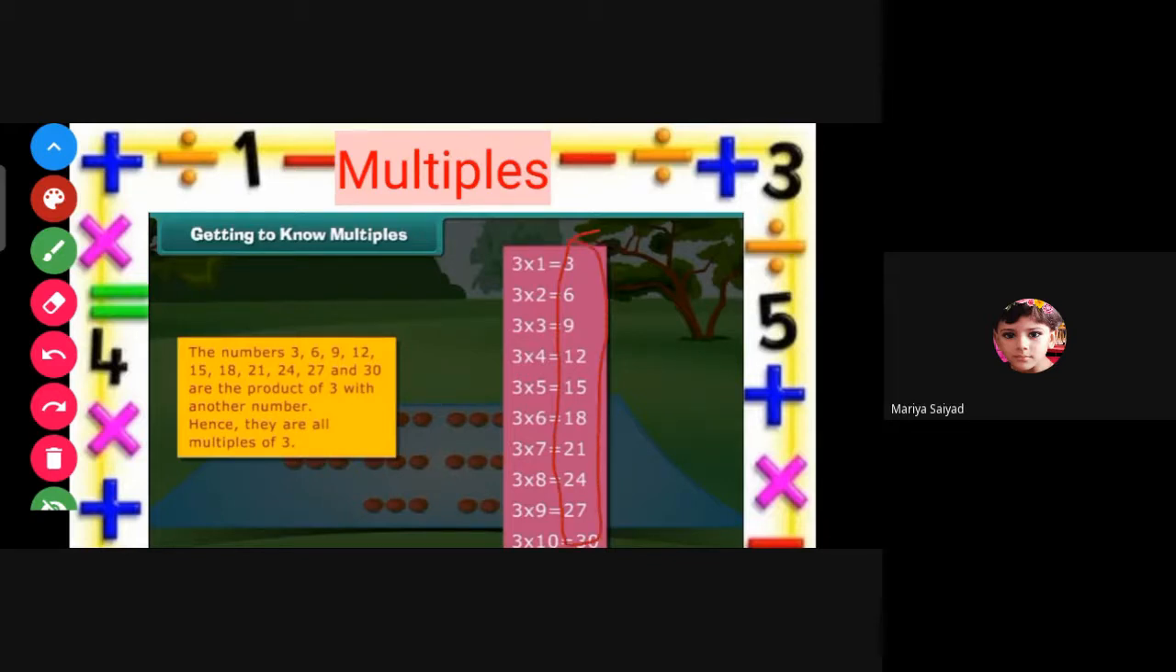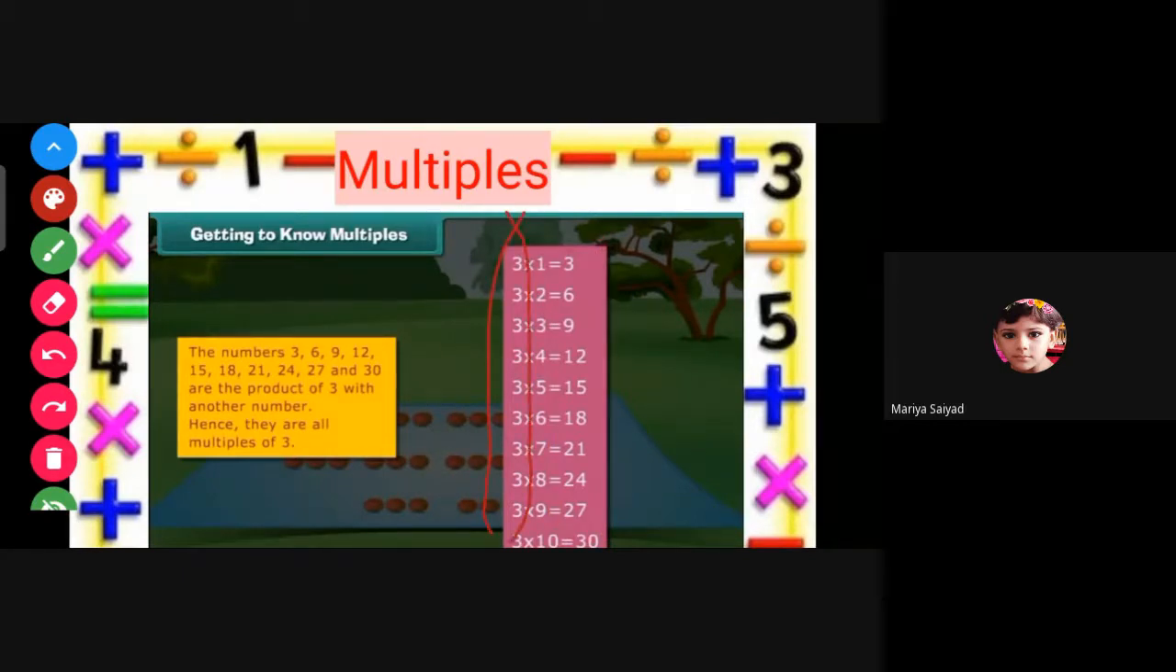So here the same thing is given with the numbers 3, 6, 9, 12, 15, 18, 21, 24, 27 and 30 as the product, meaning the result of 3 with another number. When you multiply this 3 with other numbers like 1, 2, 3, 4, 5, 6, 7, 8, 9, 10, as a result, as a product, you got these numbers 3, 6, 9, 12, 15, 18, 21, 24, 27, 30. So these are the multiples of which number? 3. Why? Because 3 is common, you can see.